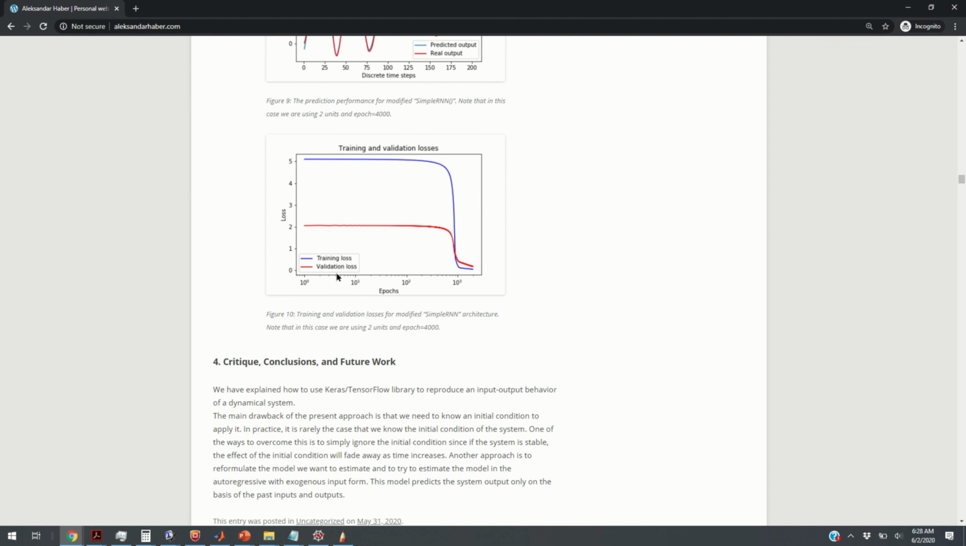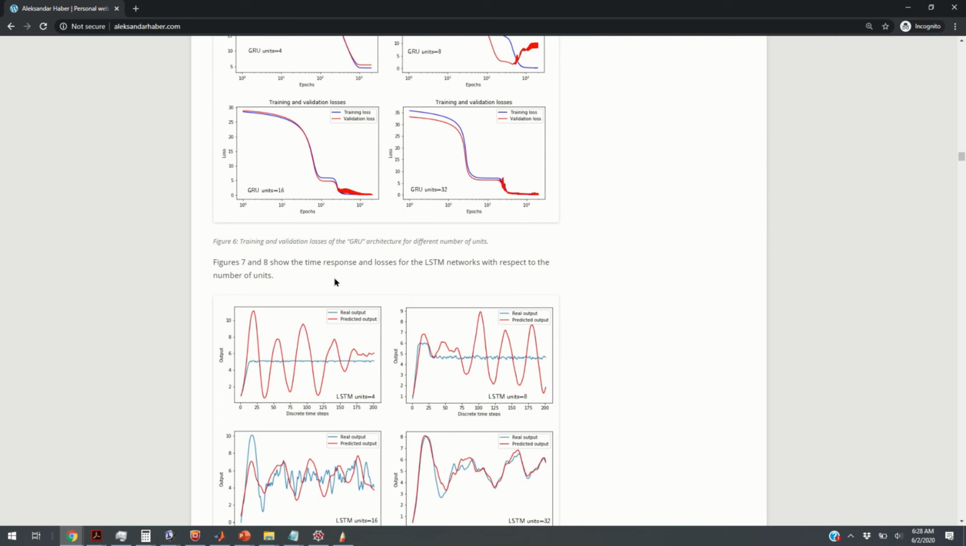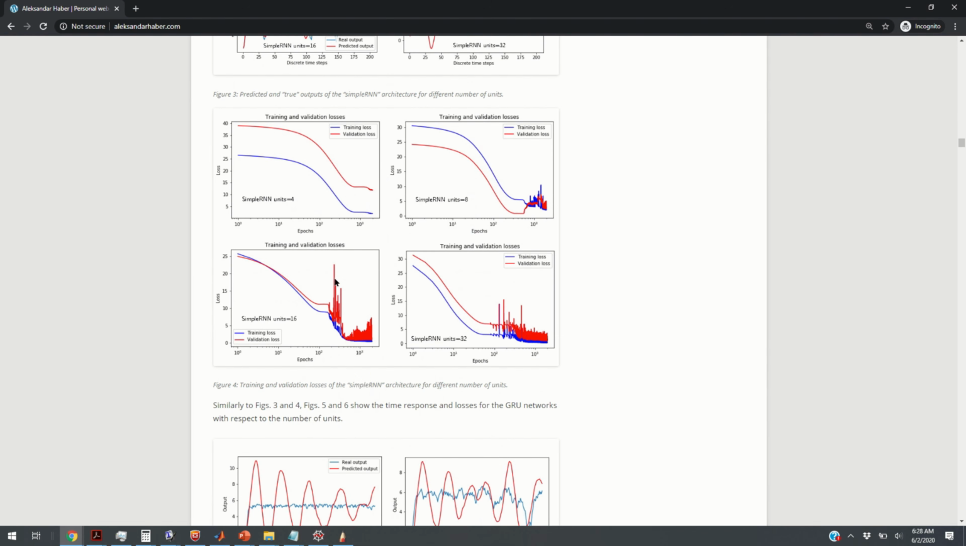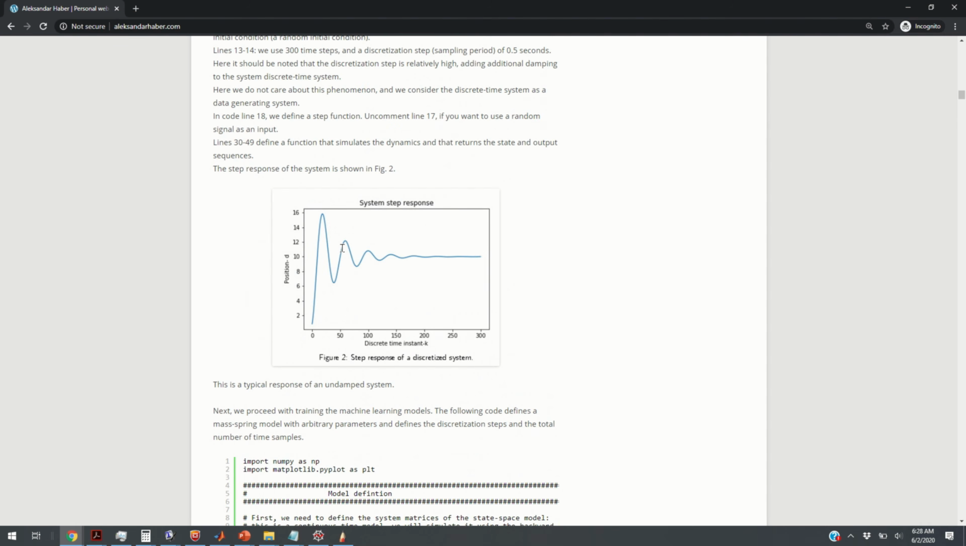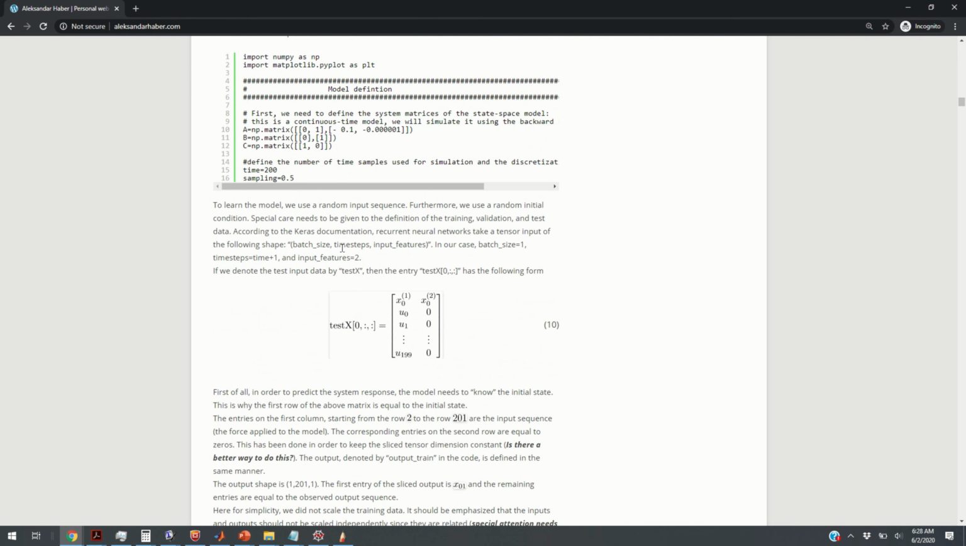Okay, so as a conclusion, we have developed an approach for reproducing the input-output behavior of a dynamical system using recurrent neural networks. And we have demonstrated how to do that using the Keras and TensorFlow libraries.